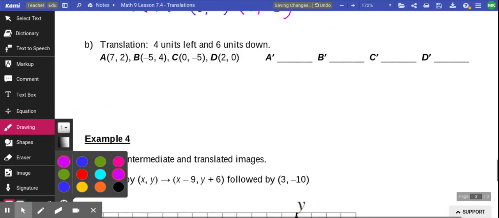Awesome. The question below. Try your best. So see if you can translate those points 4 units to the left, 6 units down. So pause and give it a go.